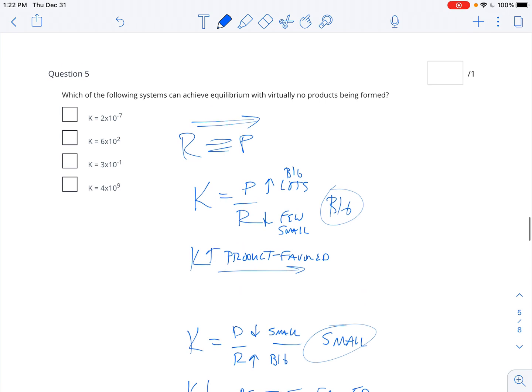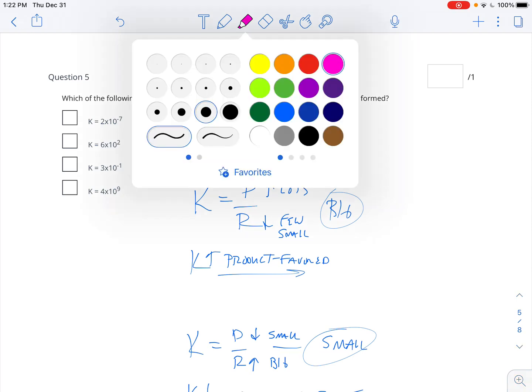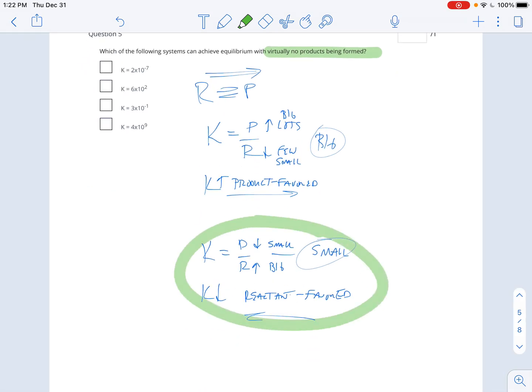So what is this asking for? This says, which one of the systems can achieve equilibrium with virtually no products being formed here? So virtually no products being formed. So that's telling you that there are almost no products. Well, that sounds like a reactant favored to me. If there are almost no products and mostly reactants, that is a reactant favored.